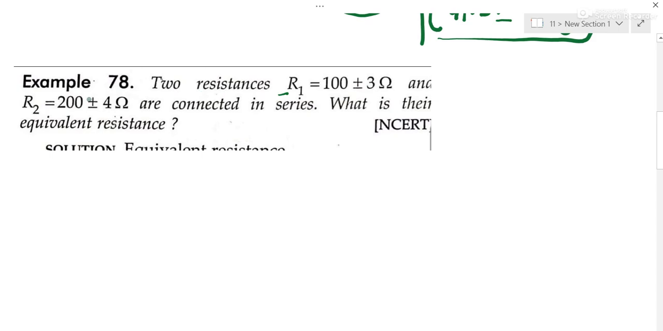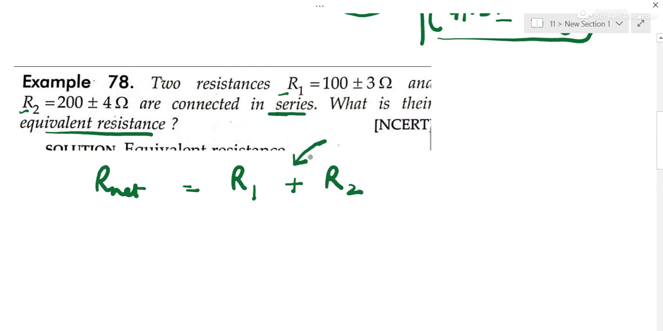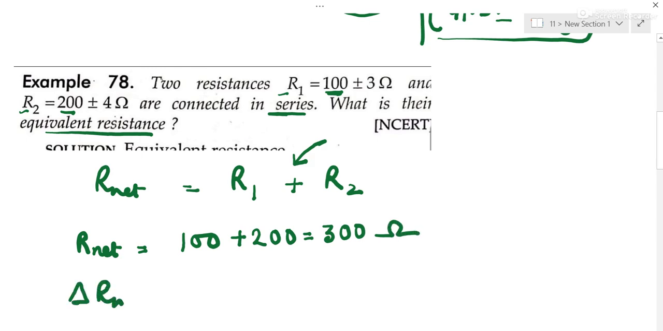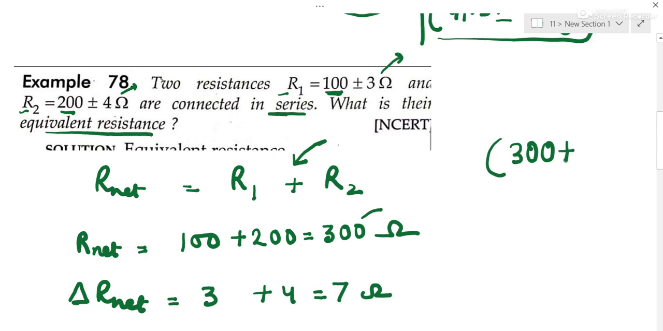These are two resistances connected in series. What is the equivalent resistance? So we know in series net resistance is the sum of individual resistances. So it is a numerical based upon the sum of two quantities. So net resistance you would find out by adding the main quantities. Here it is 100, here it is 200. So 100 plus 200, it is 300. Now this is ohm obviously. Error in net resistance would be the sum of individual errors. Here it is 3 ohm, here it is 4 ohm. So 3 plus 4 is 7 ohm. Now the net quantity can be written as main value plus minus error. So this is your answer. Let us see the next.